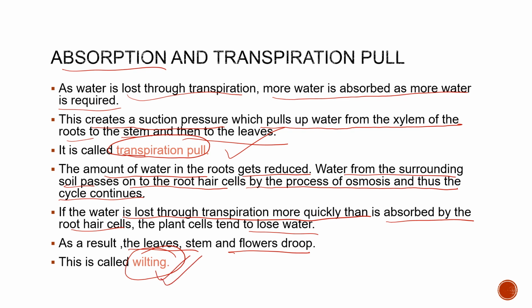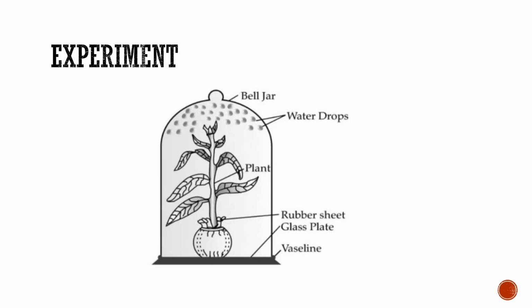So this is called wilting. Now we will see through an experiment how we can prove that transpiration happens in all plants from the aerial parts of the plant. So we need to prove that with the help of an experiment. Here we have taken an experimental setup, and the aim of the experiment is to study the process of transpiration.